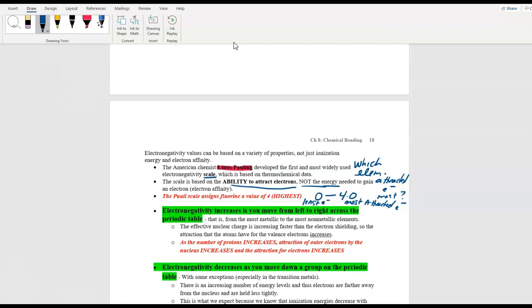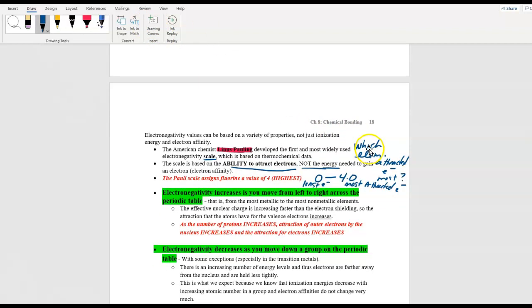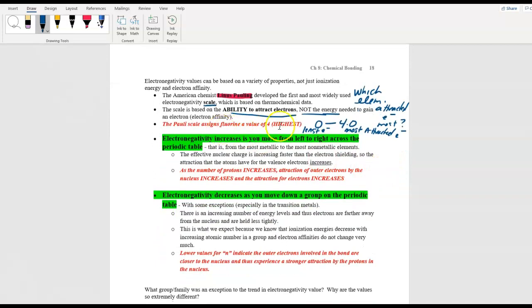Now, when I show you the trend, I already know you know which side of the periodic table wants electrons the most. I know you know. But why is it that? Okay, so it's a scaling system from 0 to 4.0. Now, which side does what? So it always helps to draw your little periodic table sketches.